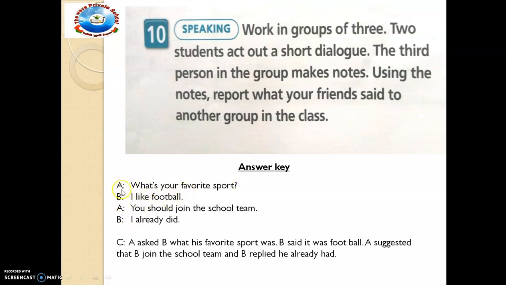Okay, these are the 2 students, A and B. A said, What's your favorite sport? And B said, I like football. A said, you should join the school team. B said, I already did.